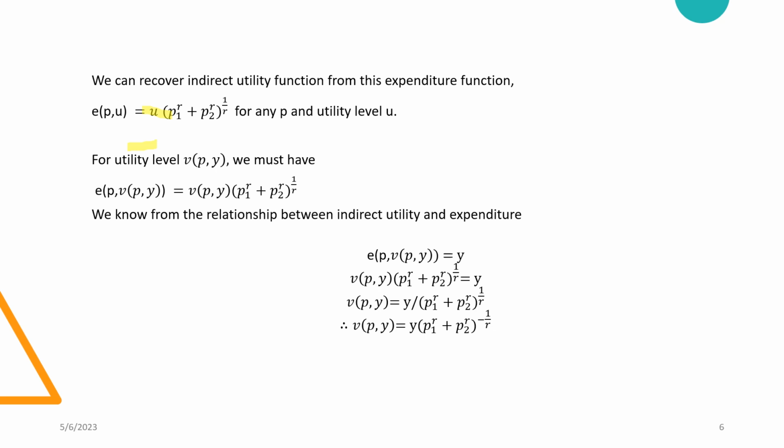Here we substitute u by the utility level V of P, y, and the new equation is this one. And we know from the relationship between indirect utility and expenditure function that E of P, V of P, y equals y. So it is sure that y is equal to this side of the equation, and we finally get V of P, y is equal to y times (P1 to the power r plus P2 to the power r) whole to the power minus 1 by r. So this is the answer to my problem, and thank you.